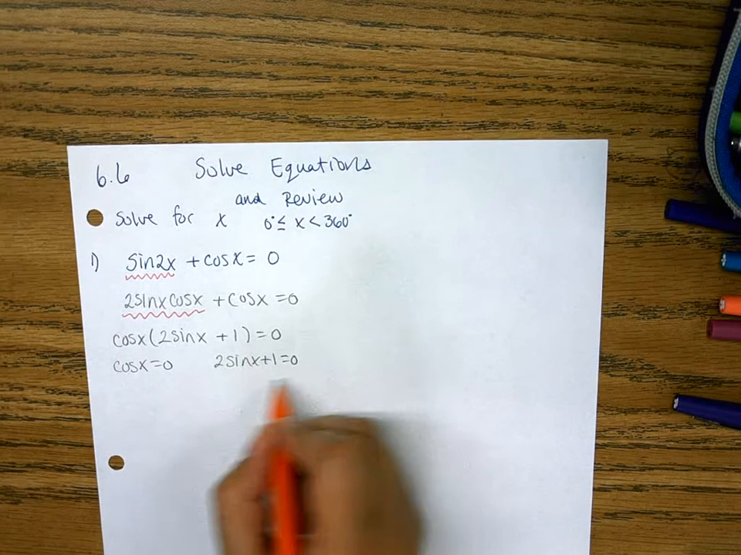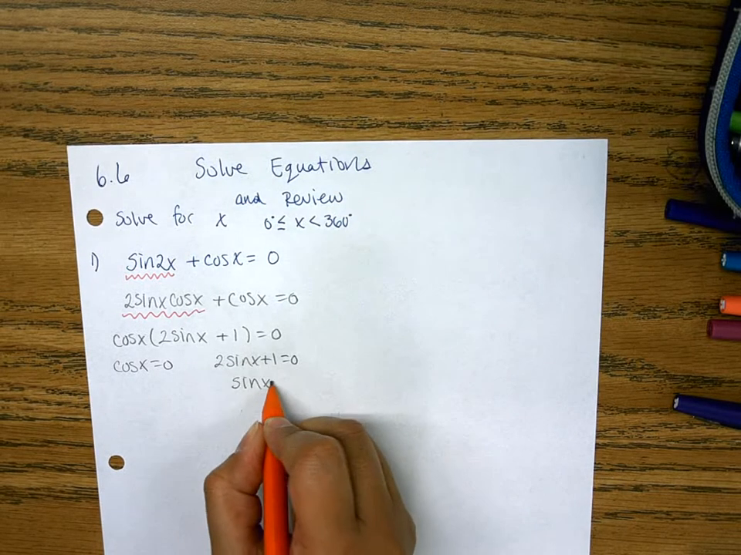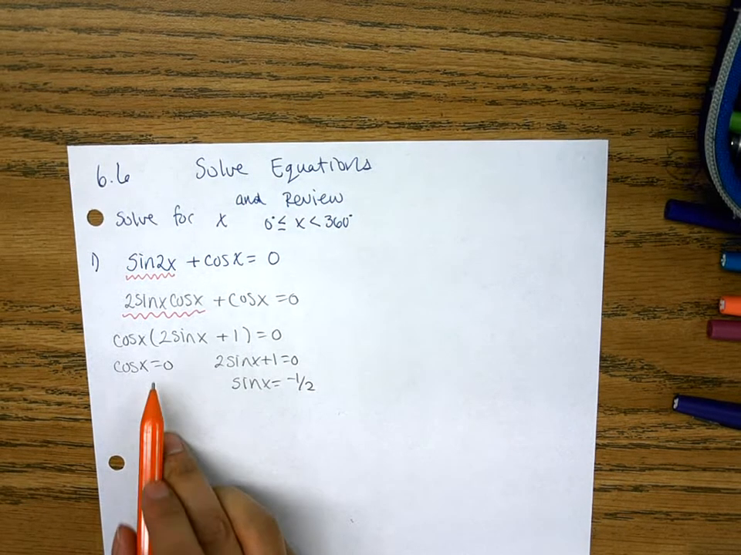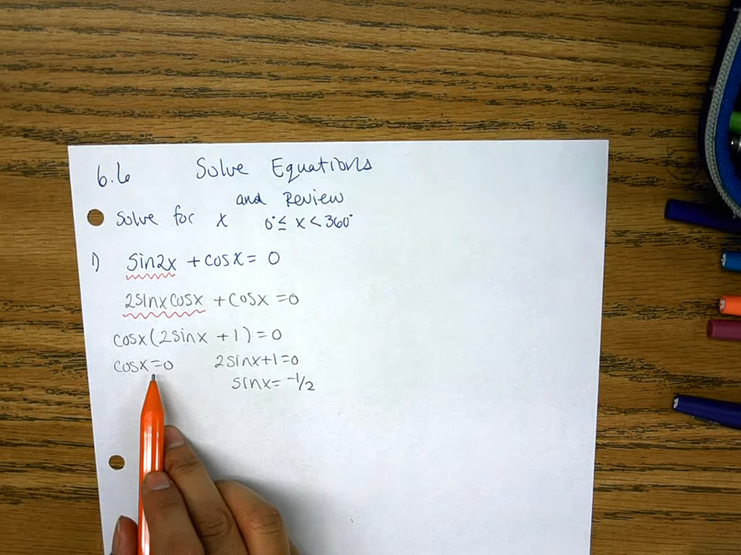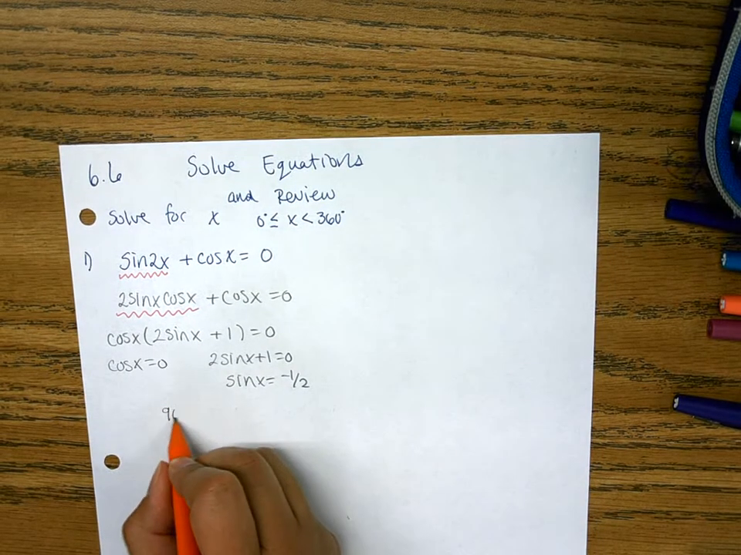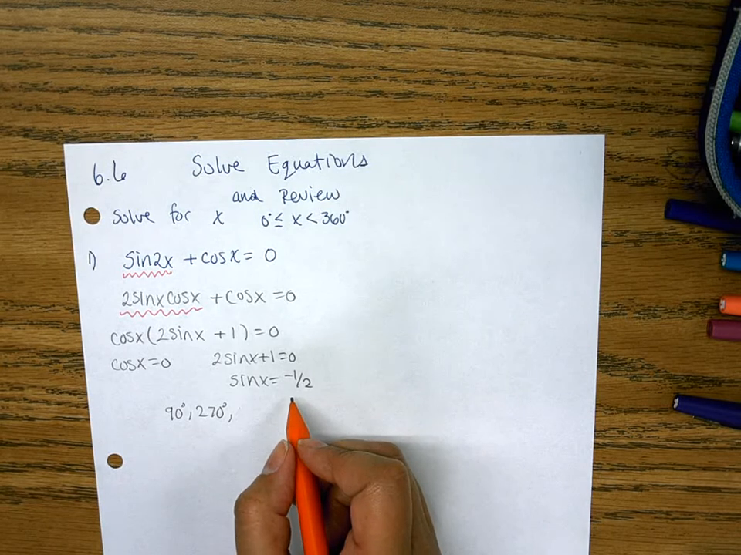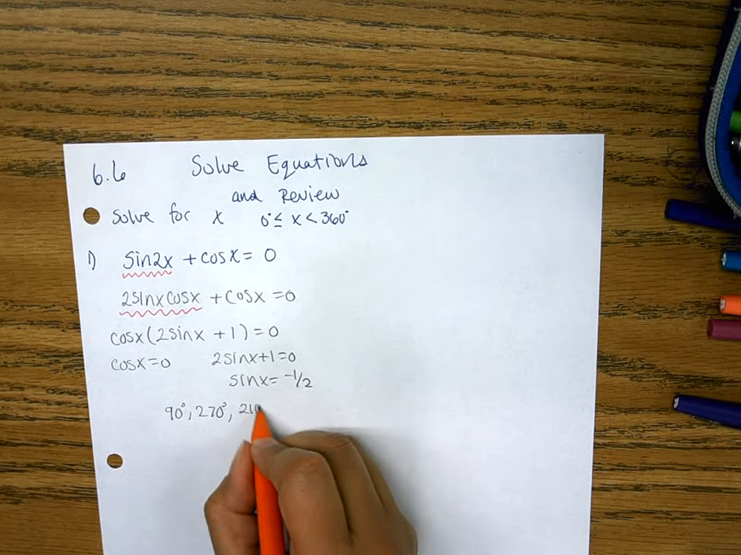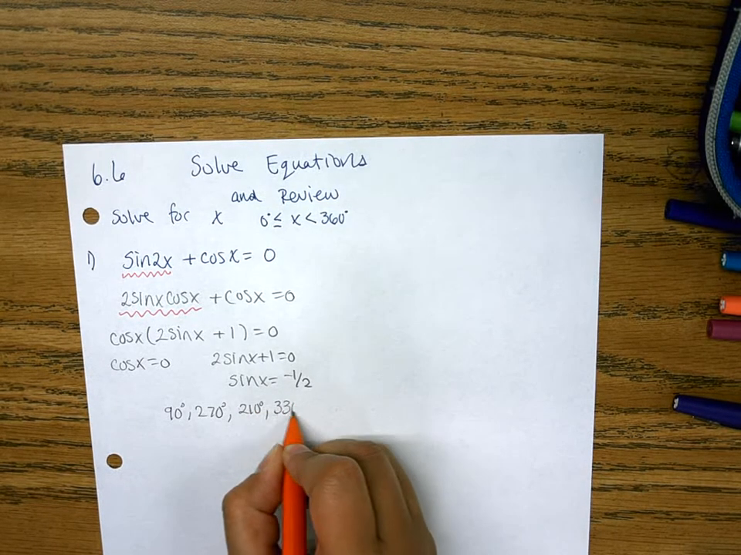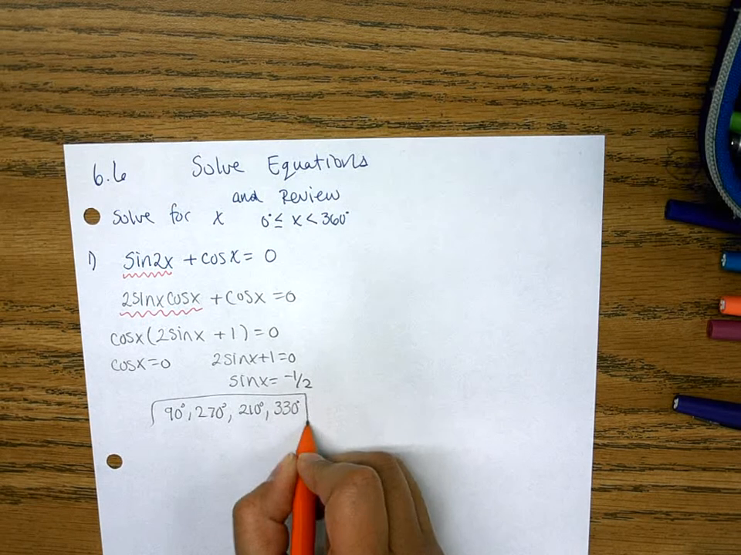When I solve this, I get sine of x equals negative 1/2. There's two places where cosine is 0, that's 90 and 270. And there's two places where sine is negative 1/2, that's 210 and 330.